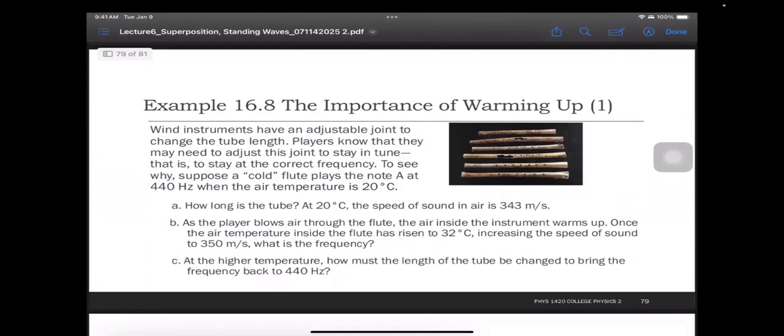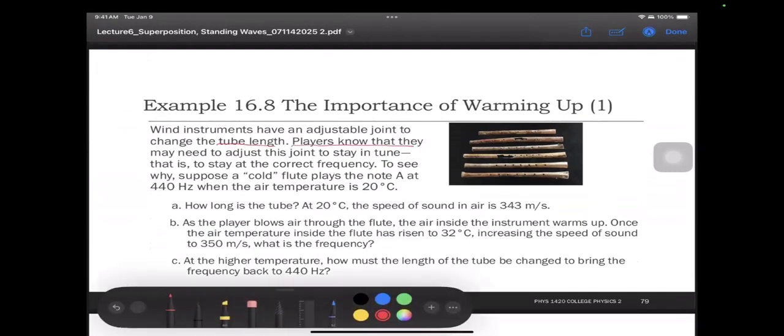Let's see an example: the importance of warming up. Wind instruments have an adjustable joint to change the tube length. Players know that they may need to adjust this joint to stay in tune, that is, to stay at the correct frequency. To see why, suppose a cold flute plays the note A at 440 Hz when the air temperature is 20 degrees. How long is the tube at 20 degrees? The speed of sound in air is this one. This is question A. Question B.